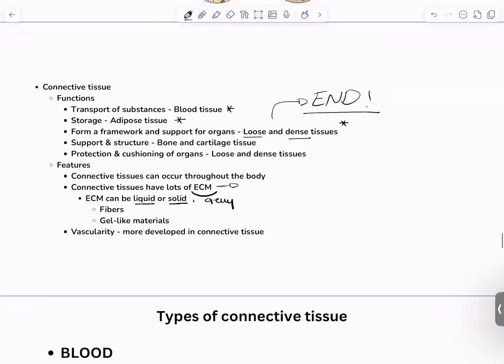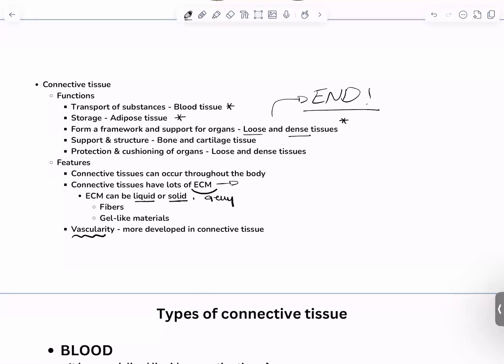And also, we have lots of vessels. We call it vascularity of the connective tissue. It's more developed when we compare it with the epithelial tissue. In the skin, you don't have blood vessels, but in the connective tissue, it's more common. So these are the features, and you have to know the differences between epithelial tissue and connective tissue. Any questions?